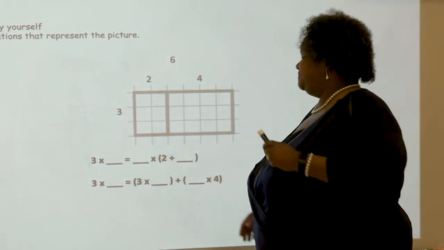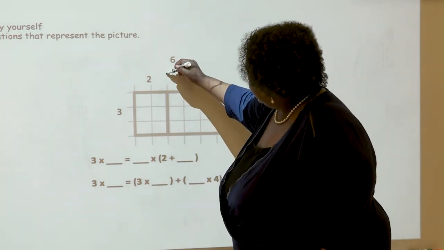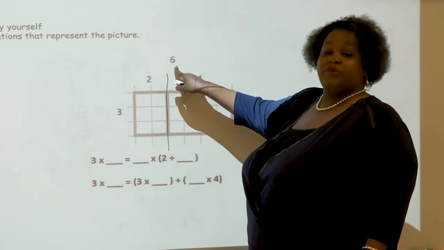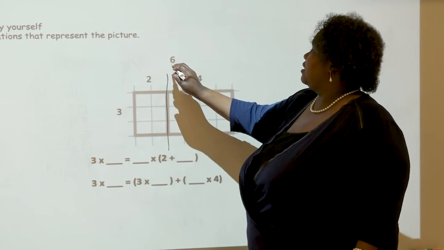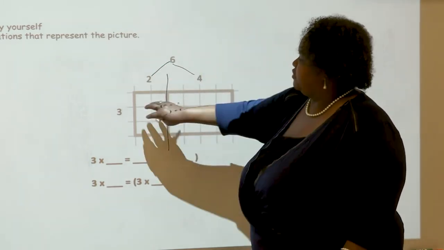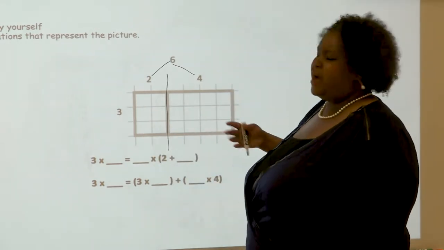All right, let's see. So on this one, they have their line. They made a vertical line right here. So they broke apart the 6 to what? And I hope you're saying a 2 and a 4. They made our square into 2 separate squares.